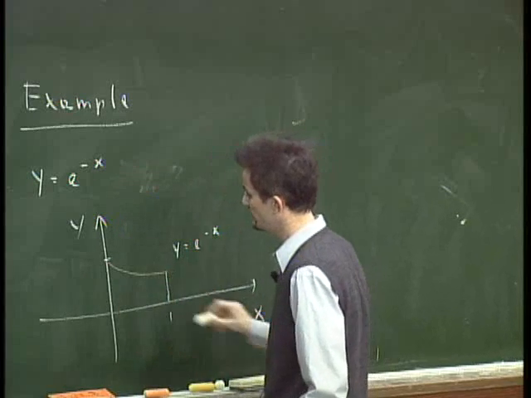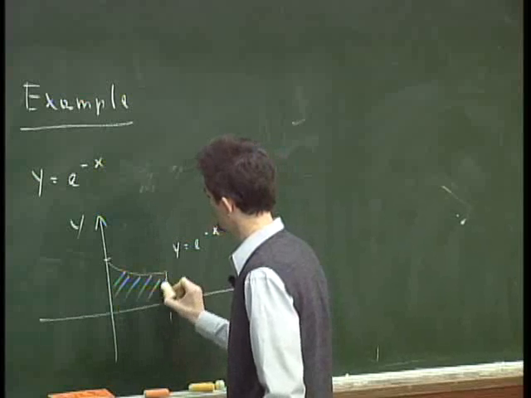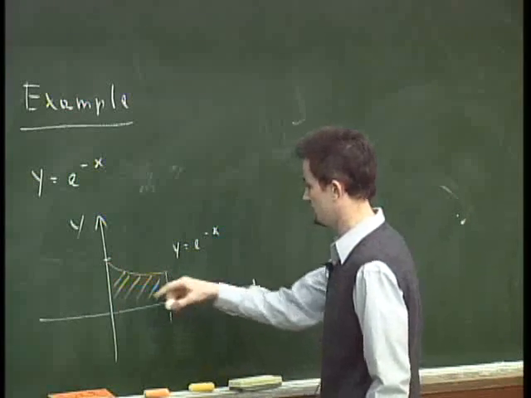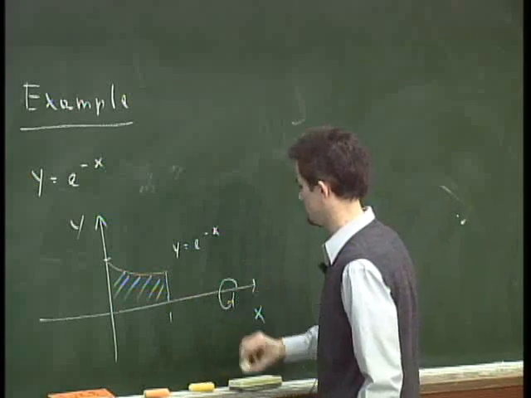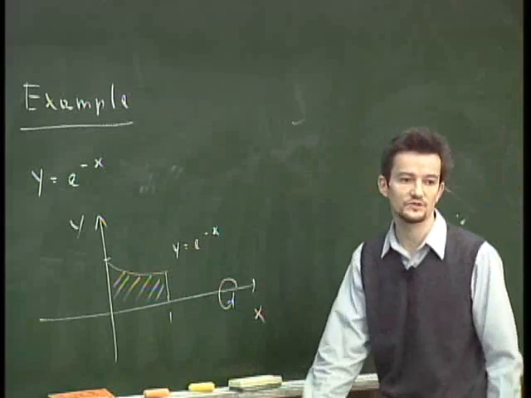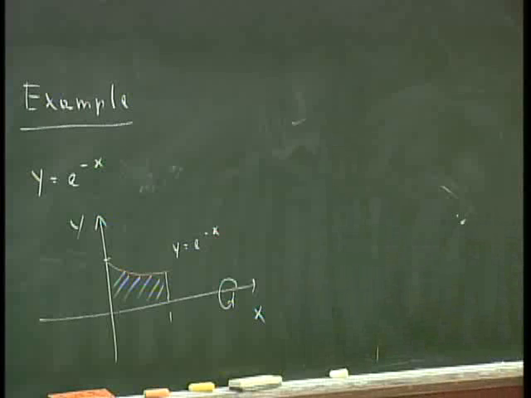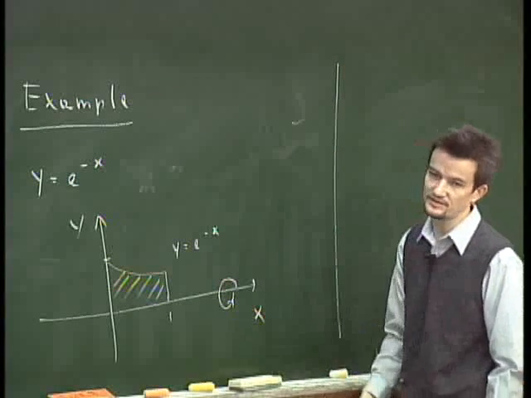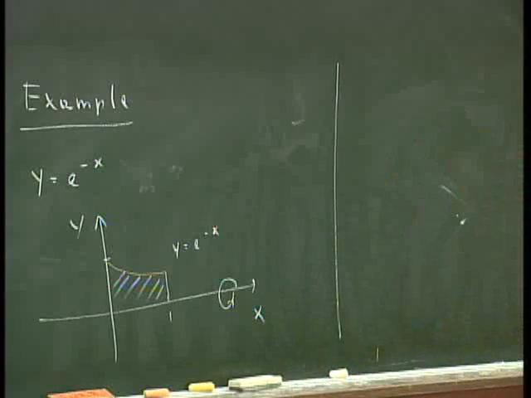Okay, so we look at this area here. And we generate from this area a solid by rotating this area about the x-axis. So we rotate it about the x-axis, and we are interested in the volume of the corresponding solid. For such examples, the method we have learned now, the method of cross sections, is easiest to apply.